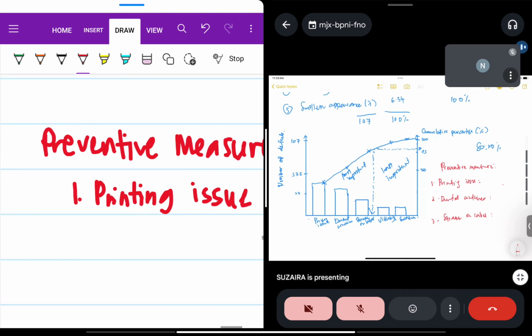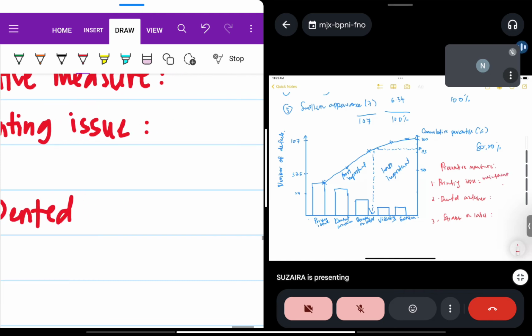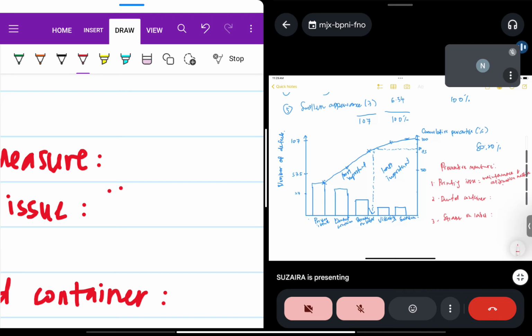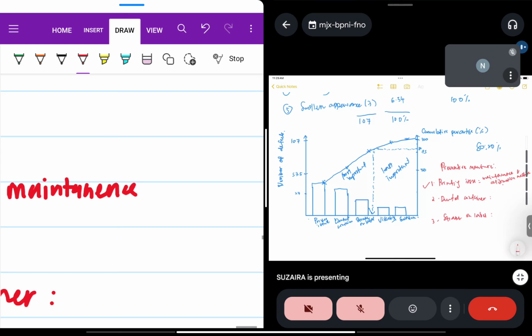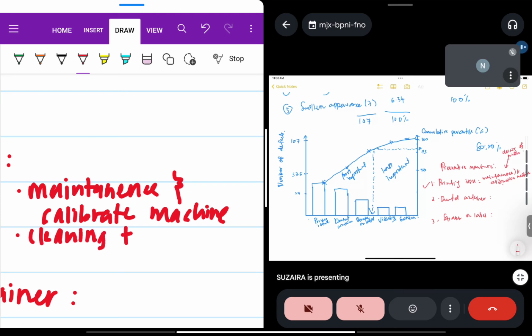Maybe we can check the printer. More towards the maintenance and calibration of the printing machine. Okay, go back to the machine. What else? For the dented container, number one, for example, the printing issue: probably you maintain and calibrate the machine. In terms of the maintenance, you can also mention the cleaning of the ink printer.